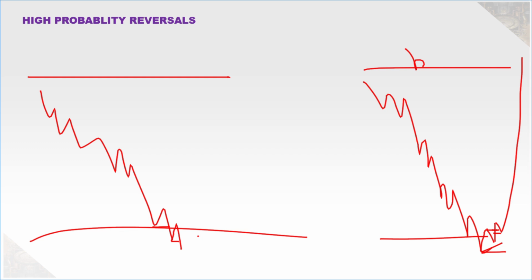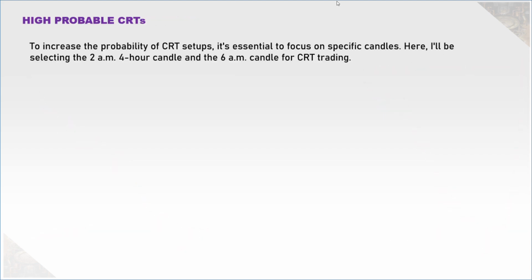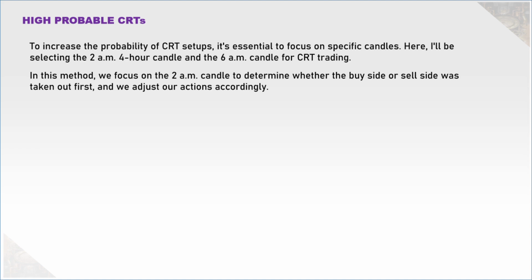And now let's get into the high probable CRTs. Let's understand it. To increase the high probability of CRT setups, it's essential to focus on specific candles. Here I'll be selecting the 2 a.m. 4-hour candle, and the 6 a.m. 4-hour candle for CRT trading. In this method, we'll be focusing on the 2 a.m. candle to determine whether price will be going for the buy side or sell side, and which side should be taken out first, and we'll adjust our actions accordingly.